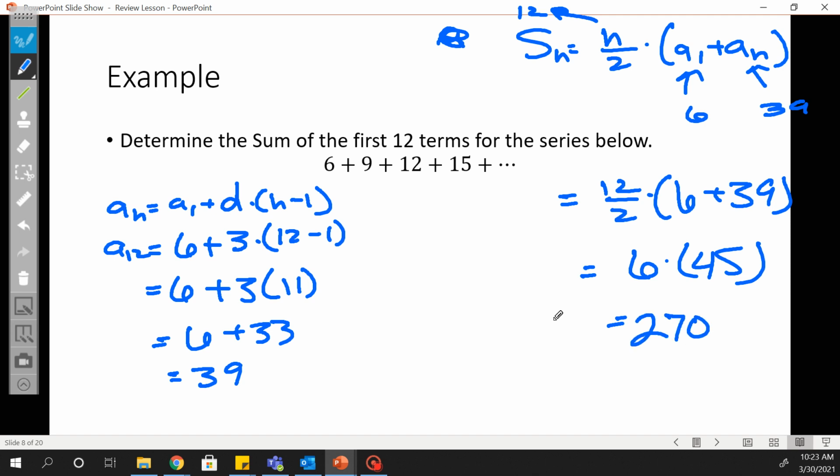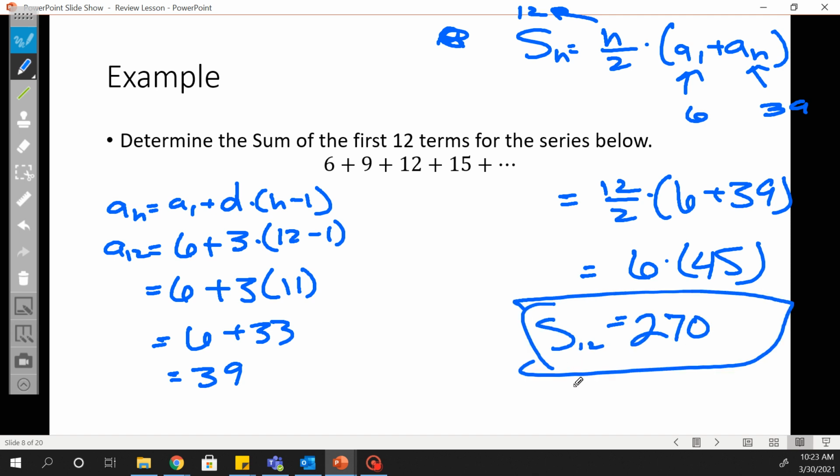So my sum of the first 12 terms is 270. So that's the series. Series sum is the same thing.